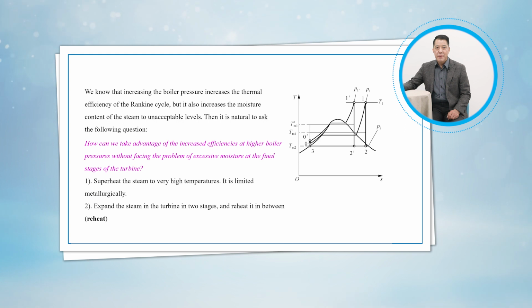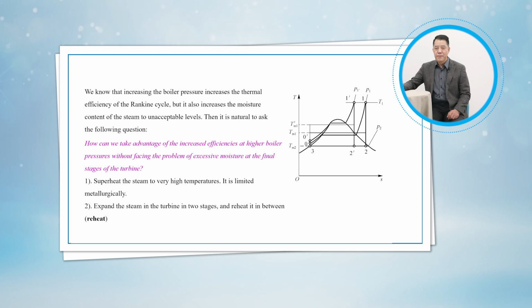2. Expand the steam in the turbine in two stages and reheat it in between. In other words, modify the simple ideal cycle with a reheat process. Reheating is a practical solution to the excessive moisture problem in turbines, and it is commonly used in modern steam power plants.